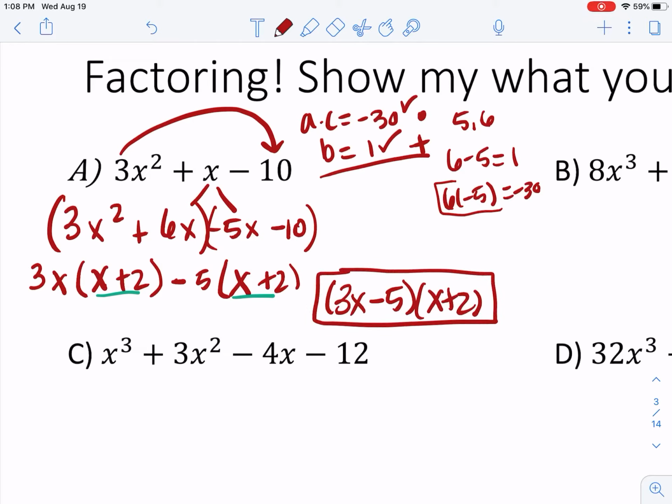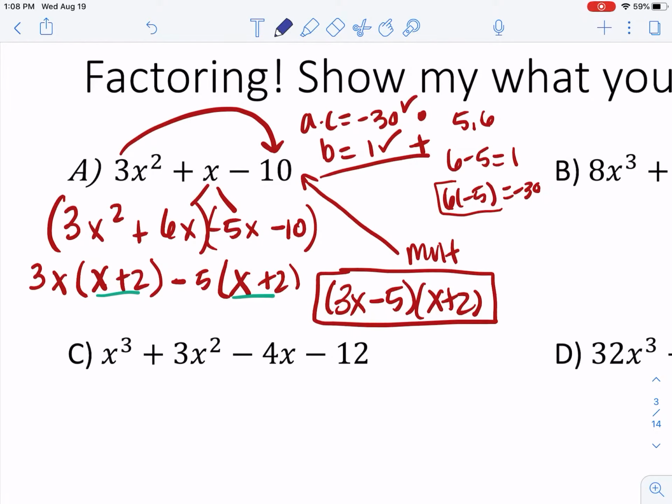Now, I do want to remind you that if you want to double check your answer, you can multiply this out and you'll get what you started with. So that's a reminder that we did factoring to take it from standard form to factored form, but you can multiply it to take it from factored form back to standard form. So that's a check for yourself.